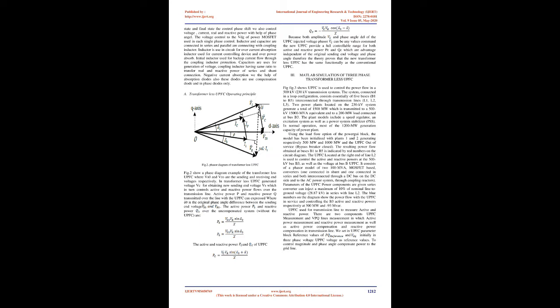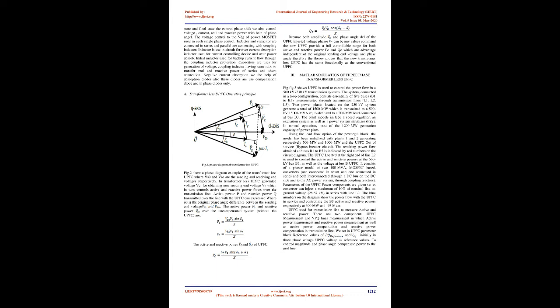Inductor and capacitor are connected in series and parallel, and are connected with the coupling inductor. The inductor is used in the circuit for overcurrent absorption. The inductor is used as a current controlling device and for overpower absorption. The initial inductor is used for backup current flow through the coupling inductor protection. Capacitors are used for generation of voltage, and the coupling inductor has the same ratio to transfer real and reactive power of the series and shunt connection. Negative current absorption is done with the help of absorption diodes. Also, these diodes are used as compensation diodes and in-phase diodes only.